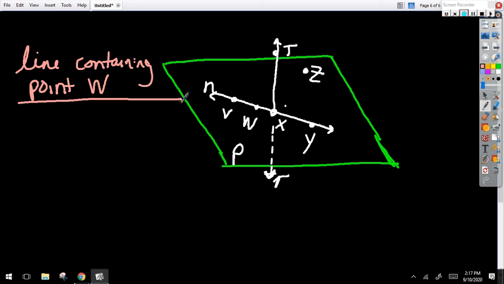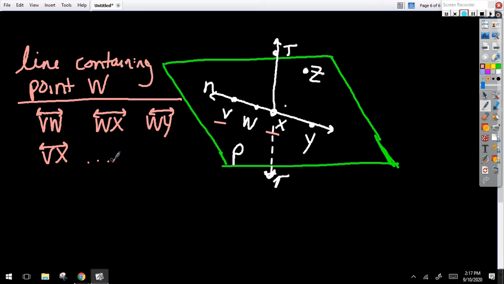All right, so there's several ways we can do this. The line containing point W could be line VW, line WX, line WY. All of these are acceptable ways to name this line. And I could keep going. I could do line VX, and I don't want to bore you too much, but I could keep going with naming these lines like this, right? All of those names of lines name the line that contains the point W. I could also name it as this lowercase script letter N, line N. All of those are acceptable.